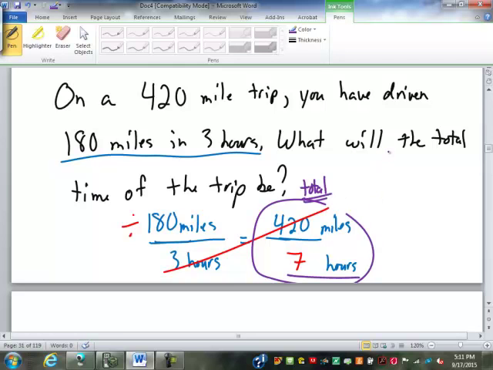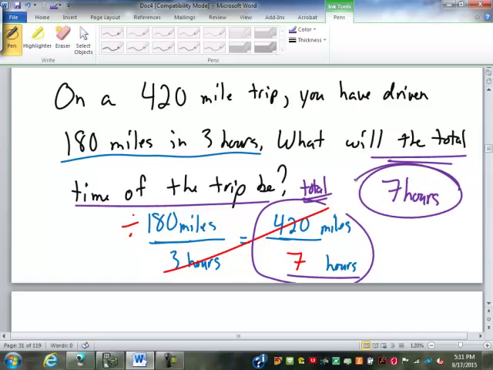Is that what I'm looking for? Yeah. Find the total time of the trip. So 7 hours is my answer. So that's the reason I did these last two problems like that: you do have to be very careful. Make sure that what you found is the answer to the question. The first example, you had to subtract to get the answer. The second example, that was your answer.